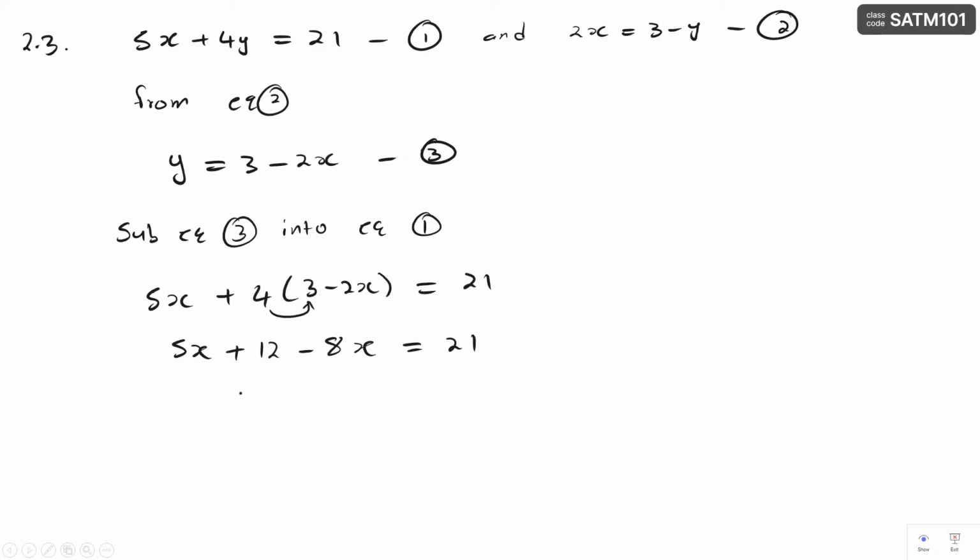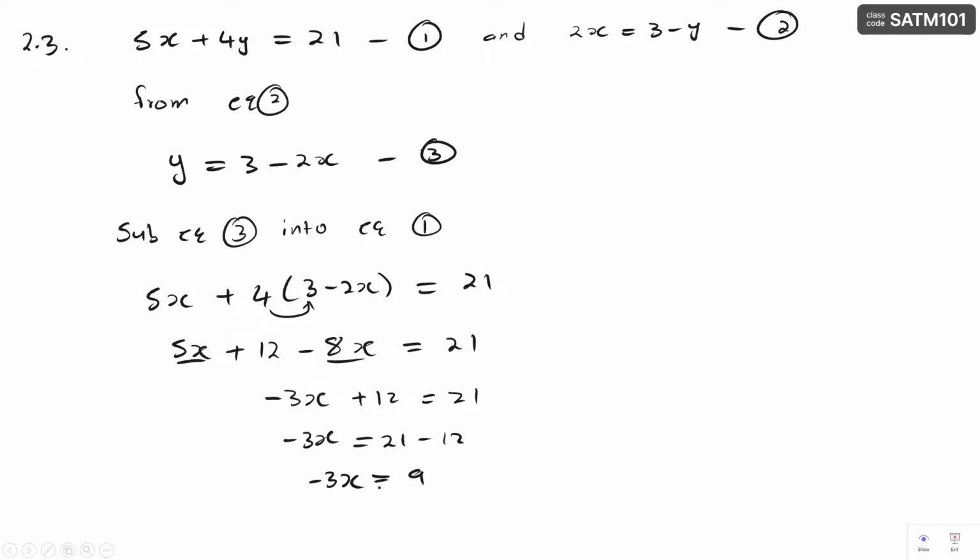So now we need to do what? We need to add the like terms. We have this one and this one as like terms. So it's 5 minus 8 is equal to negative 3x, and then plus 12 is equal to 21. So we need to take 12 to the other side. It's going to be negative 3x is equal to 21 minus 12. So 21 minus 12 is going to be 9.